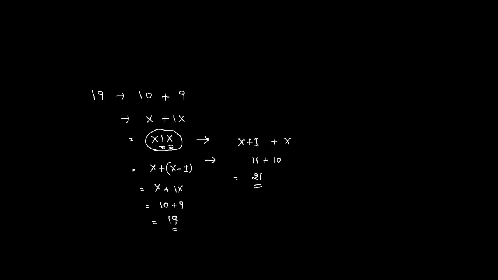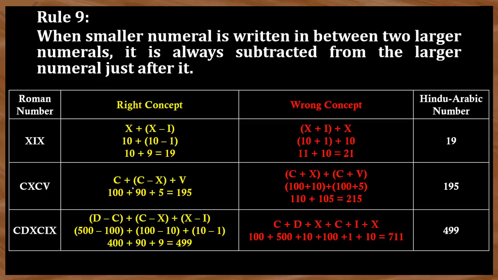10 plus 9 is 19. So like this you have to read. Okay, next. So next example here I am taking CXCV. Here 10 is in between two bigger numbers.